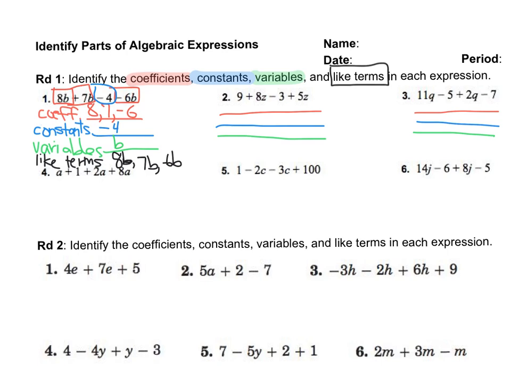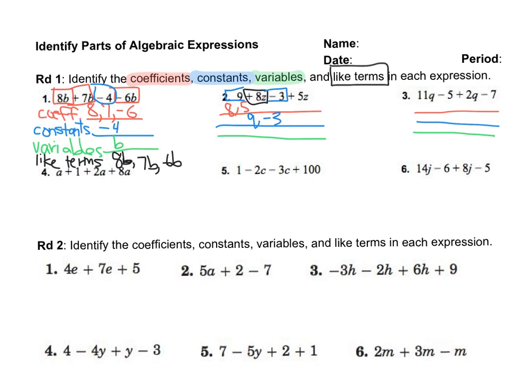Okay, let's look at problem 2. Our coefficients are on 8z. We have the coefficient of 8, and we also have 5z, so the coefficient would be 5. Coefficients are attached to the variable. Constants are just numbers that are by themselves, and constants are supposed to be blue. I messed up the color coding on the last one, so I'm just going to fix that right here. So my constants are positive 9 and also negative 3.